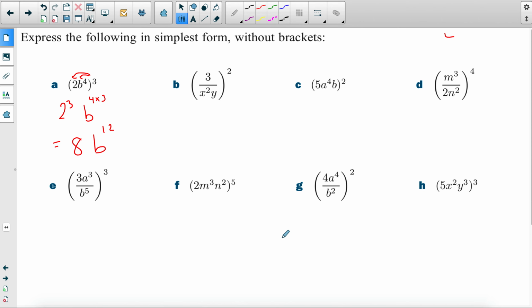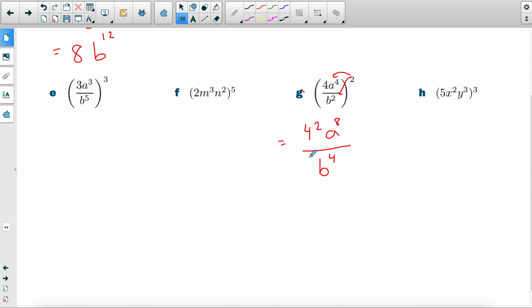I'm going to attempt part G. You spread the power into each one, so you can do it in tiny steps. I'm just going to write the power there, and then 4 times 2, which should be 8, over b to the power of, well, 2 times 2, and that should be 4. Then I'm going to simplify this even further, and it's going to be 16, a to the power of 8 over b to the power of 4. I can't simplify this any further.